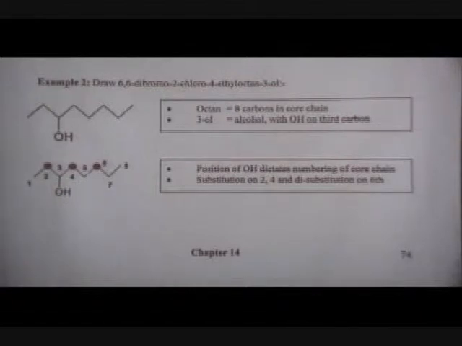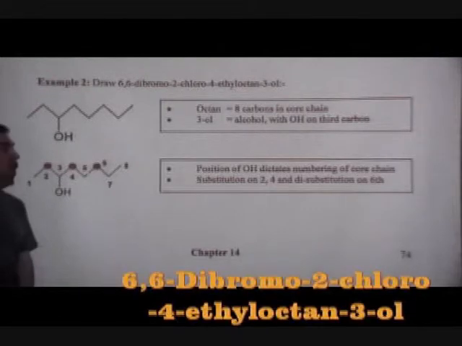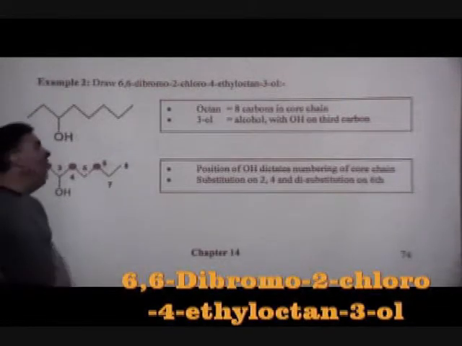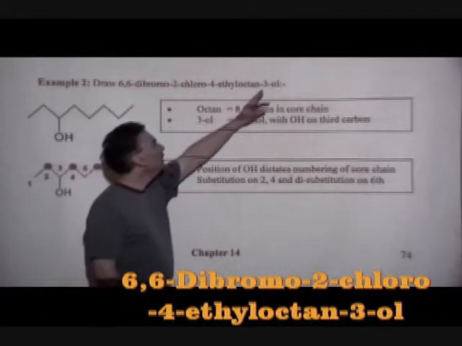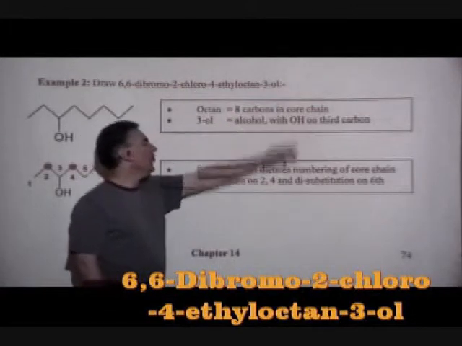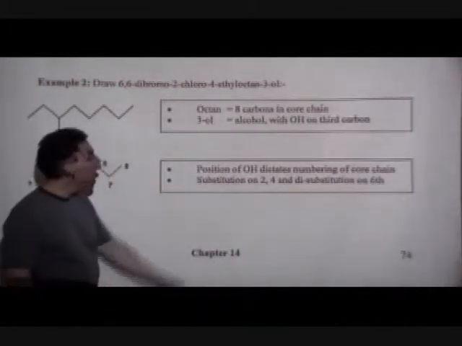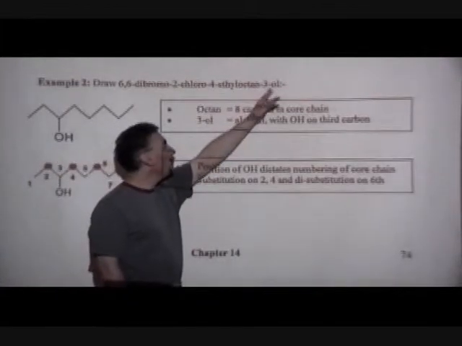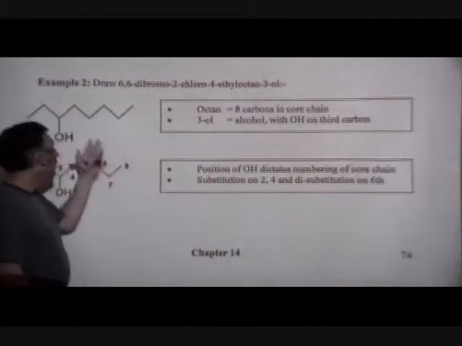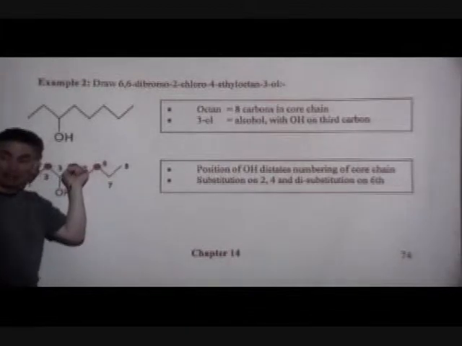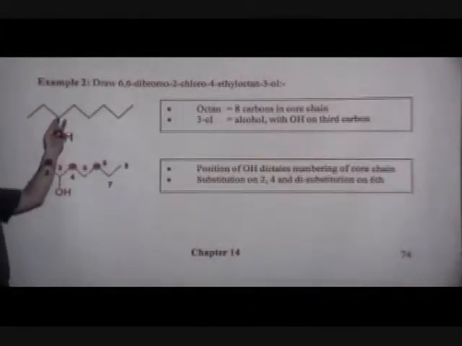This time, drawing the alcohol from the name. We build up the picture backwards, just as we did with the name before. So the OL ending tells us it's an alcohol. Octan-3-ol, so based on octane with 8 carbons in the main chain, and the alcohol group bonded to the 3rd carbon of the chain.